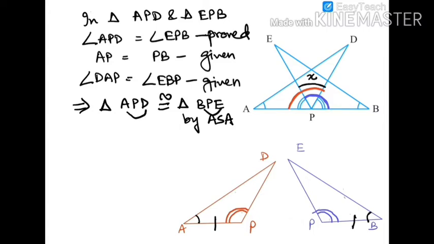Now AD and BE are the corresponding sides of these two triangles, so they will be equal by CPCT, congruent parts of congruent triangles.